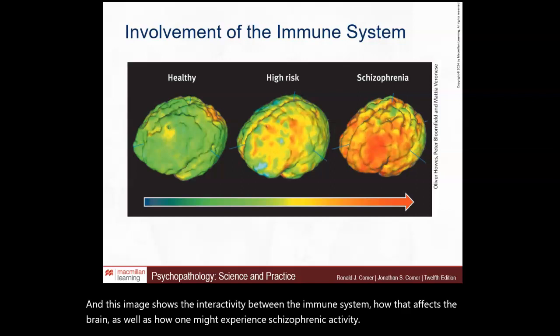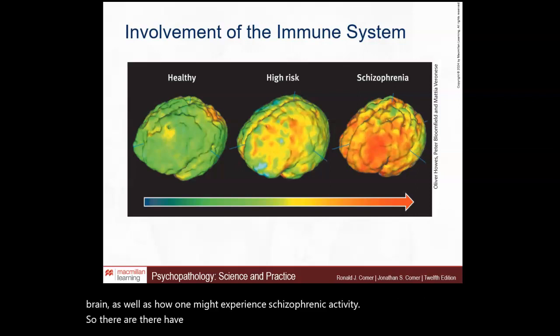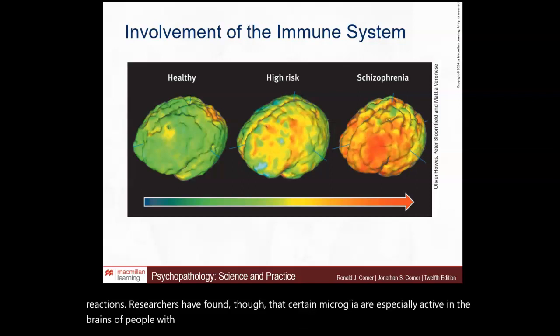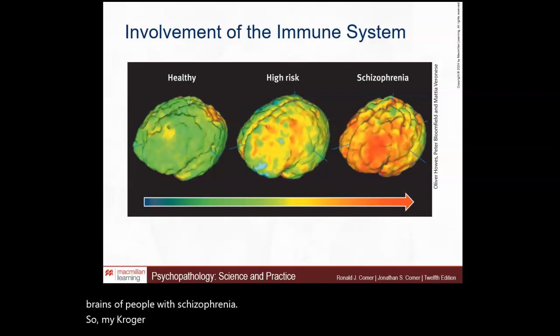So there have been explanations that point to viral infections and immune system reactions. Researchers have found, though, that certain microglia are especially active in the brains of people with schizophrenia. Microglia are brain immune cells that provide a first line of defense against brain infections and inflammation.